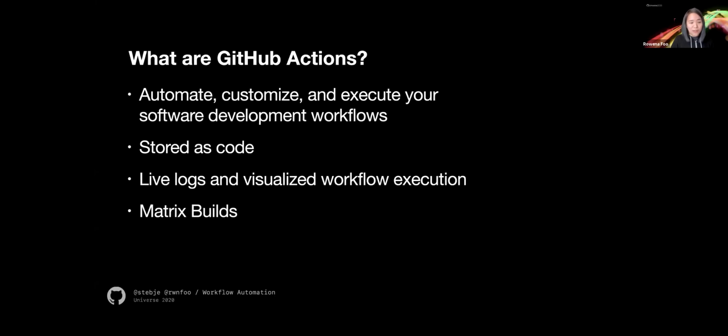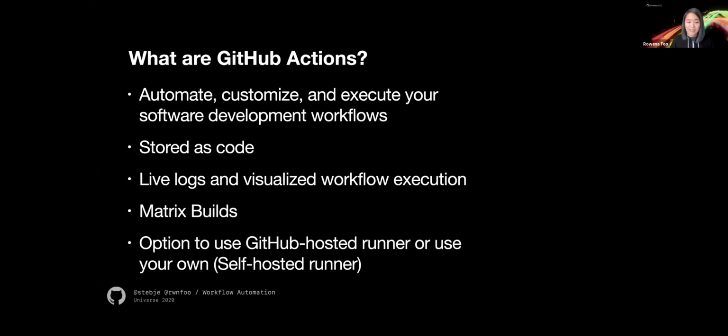GitHub Actions also allow you to build matrix if you want your workflow to run tests across multiple combinations of operating systems, platforms, and languages all in the same workflow. And then finally, you have the option to either use our own servers, which is what we call the GitHub hosted runner, or you can use your very own, which is what we call the self-hosted runner.